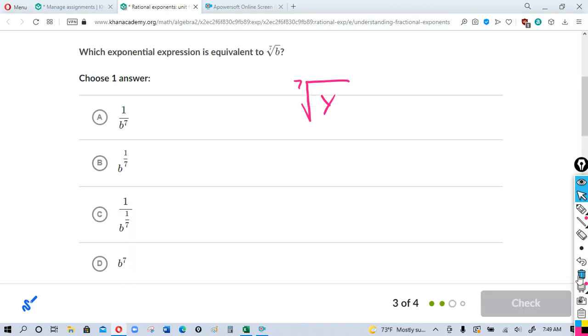Seventh root of b. Okay, so we have b. There's no exponent on the b, so it's just b to the first power. And since the root is 7, the root goes in the denominator. Okay, so the numerator is 1. That's the exponent. And the denominator is the root, b to the 1/7.